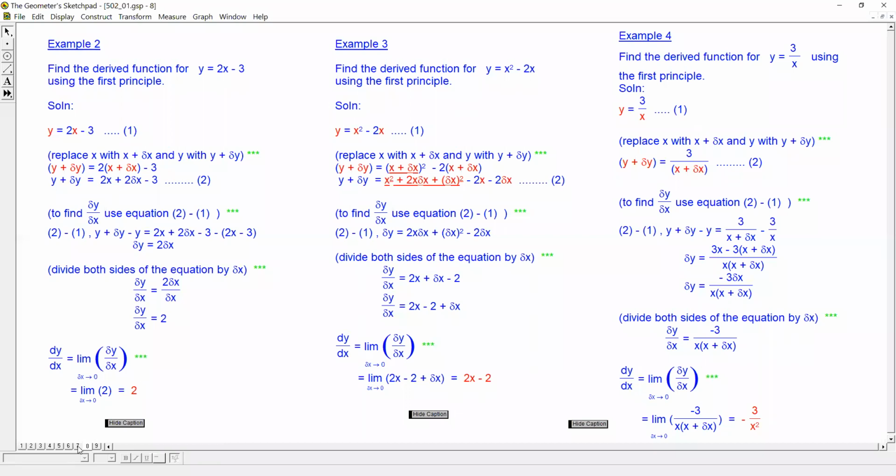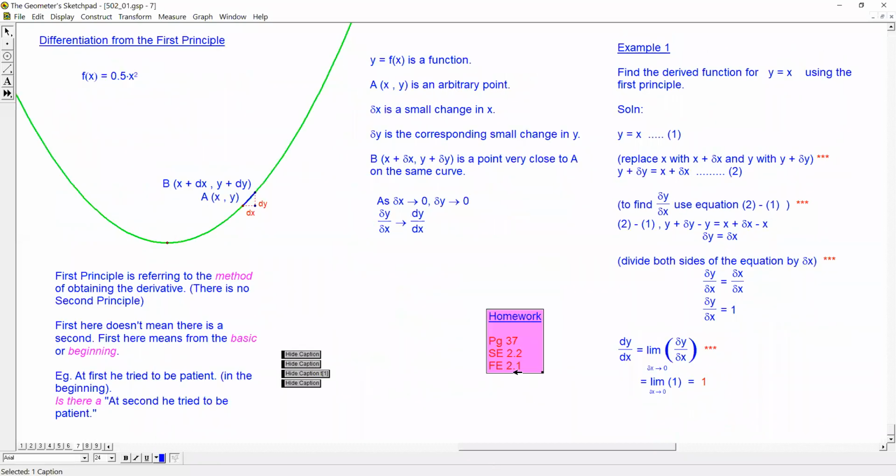I want to show you the homework. This one. Homework is this. Page 37, self-exercise 2.2, formative exercise 2.1.